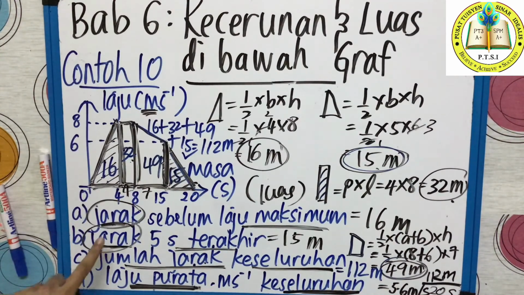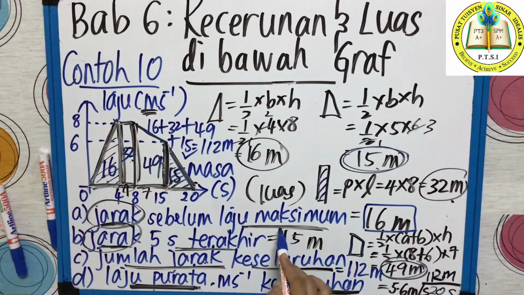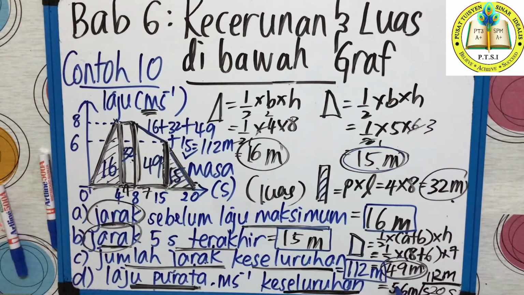Cikgu tunjuk sekali lagi, jarak sebelum laju maksimum, you get this 16 meter. Finish. Jarak 5 saat terakhir, you get 15 meter. Finish. Jumlah jarak keseluruhan, the whole area, you get 112 meter. Finish. Laju purata average speed, total distance 112 divide by total time 20 second, you get 5.6. So 4 soalan ni kita telah siap. This is SPM question. But SPM question will be more tricky. Tapi ini adalah basic. This is the basic question that will come.